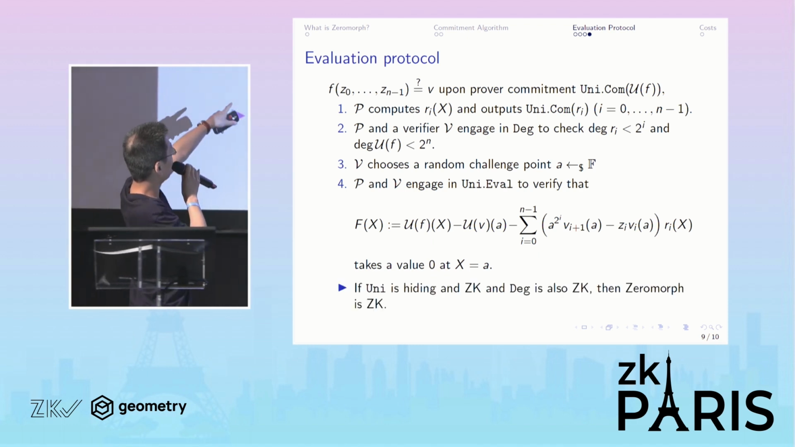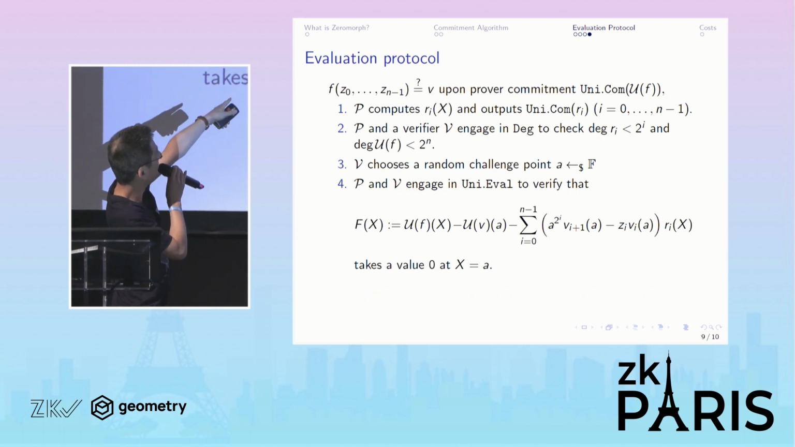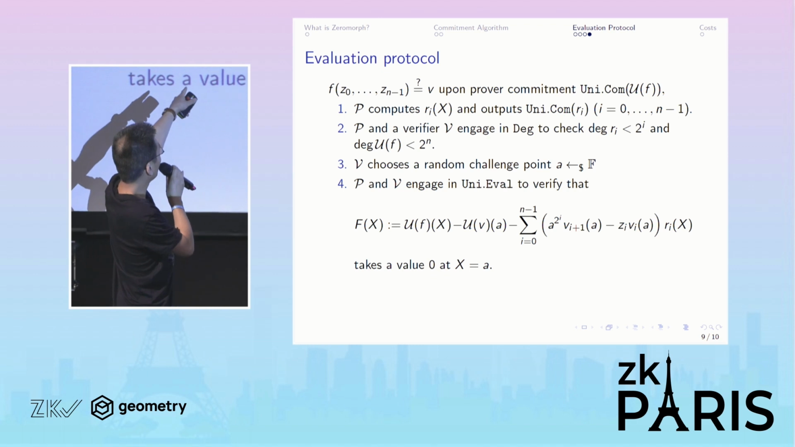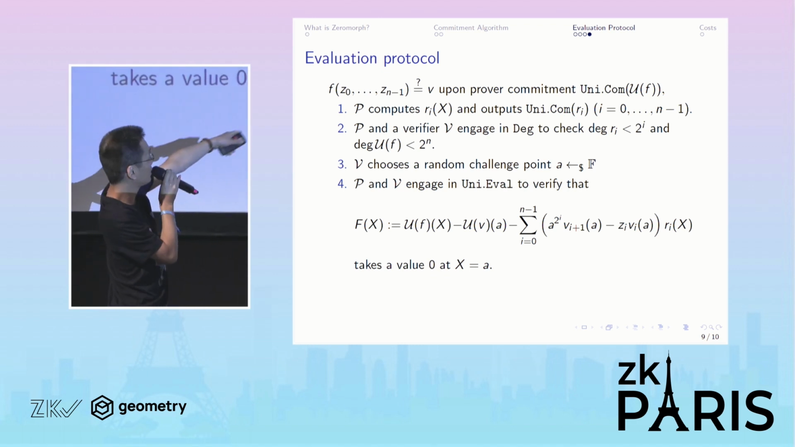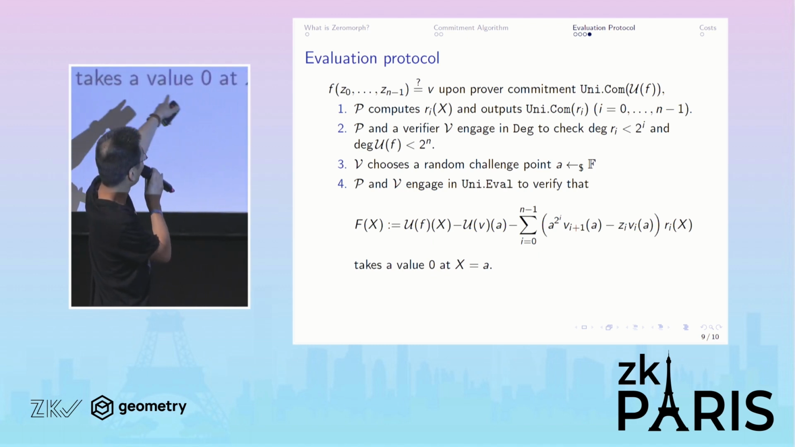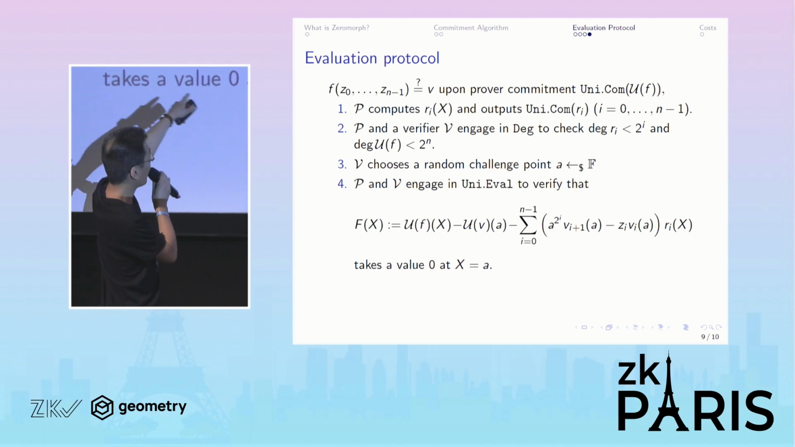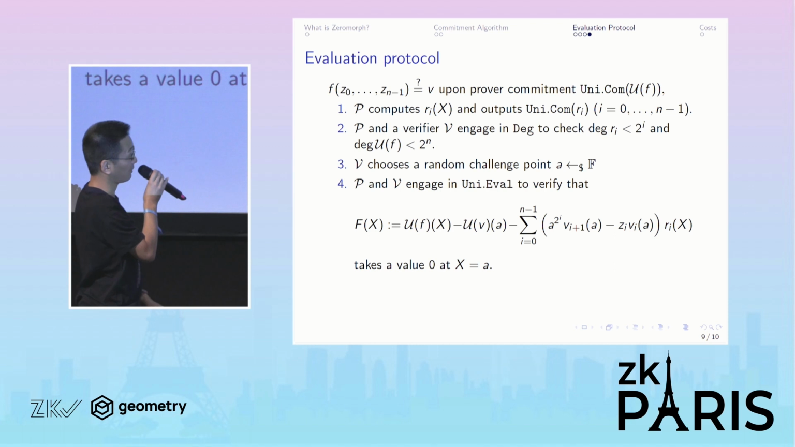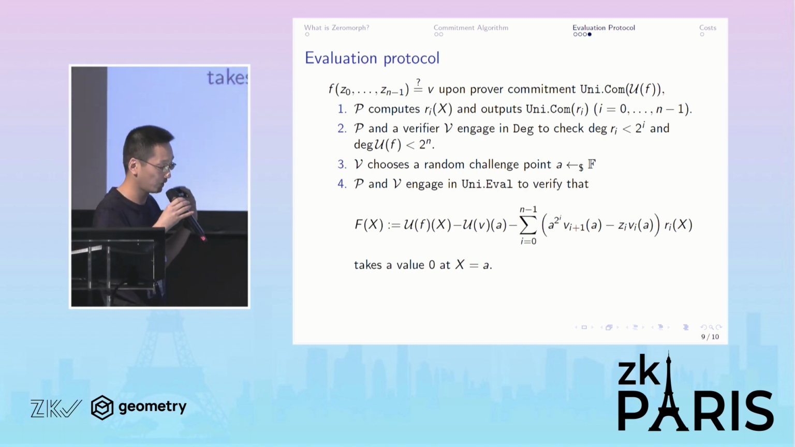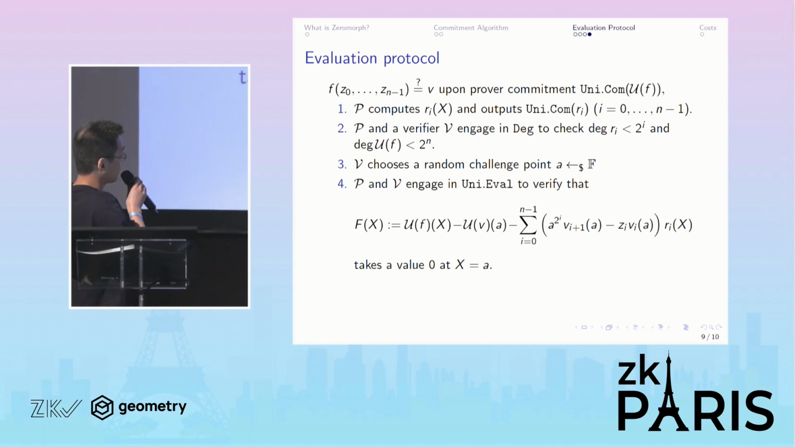And the reason we do F, the final one, in this way is that it's much more efficient than opening U of F and Ri of X individually. Also, if you do it this way in one go, you do not need to reveal the evaluation of U of F and Ri of X at the challenge point. This is handy because we have less transcript, so it's easier to make it zero knowledge.